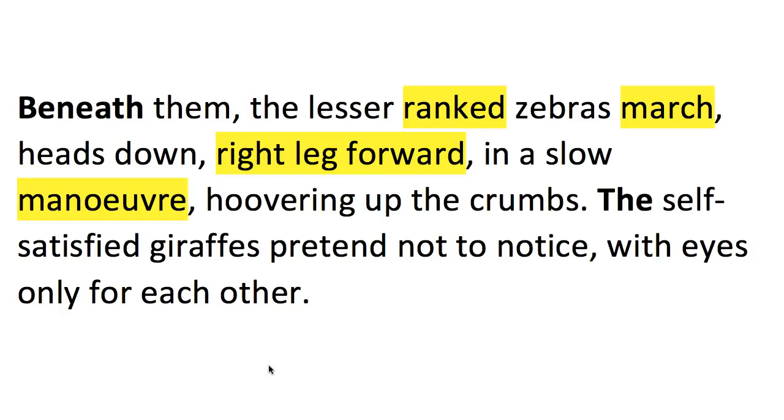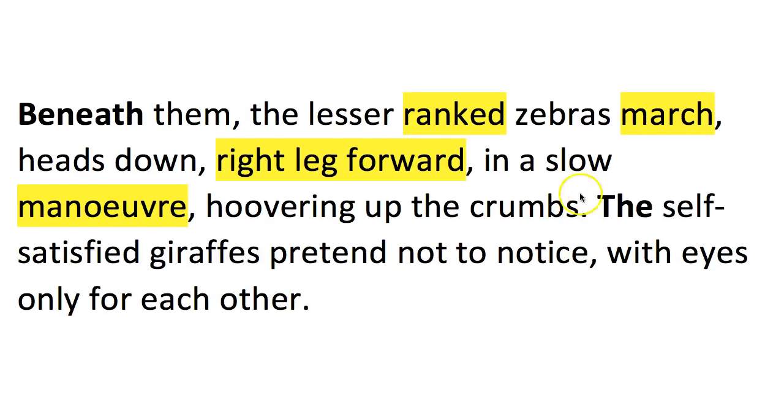Now, when I start my next paragraph, I'm immediately thinking about contrast again. So beneath them, the lesser ranked zebras. So the idea that the zebras are smaller and also lesser is a contrast. The lesser ranked zebras march, head down, right leg forward in a slow maneuver, hoovering up the crumbs. Again, here's another contrast. The giraffes had a three-course meal, but the zebras only get crumbs. The self-satisfied giraffes pretend not to notice, with eyes only for each other.